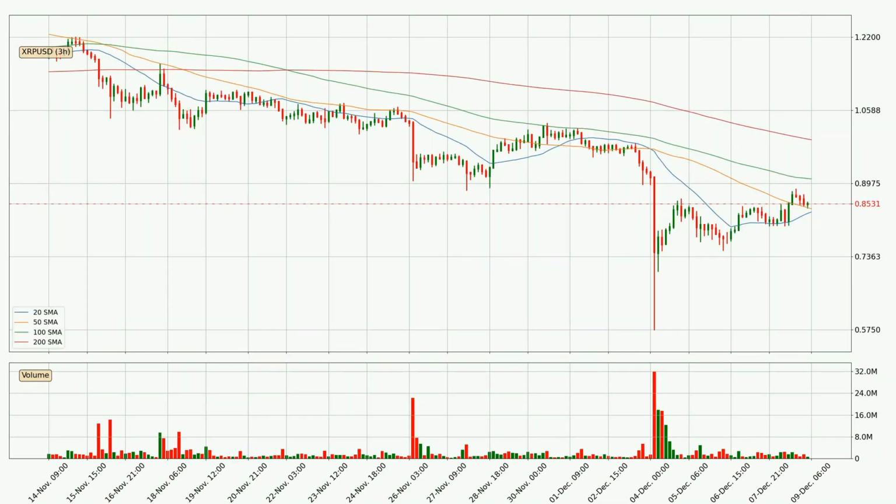Moving to the 3-hourly simple moving averages, at the moment, the price is between the 50 and the 100 SMA. If the price bounces off the 50 SMA, which is currently at 84.2 cents, it could be seen as a support, and the 100 SMA that is at 90.7 cents could be perceived as a resistance to the upside. If there were to be a break either way, it means that there could be a continuous move in that direction.